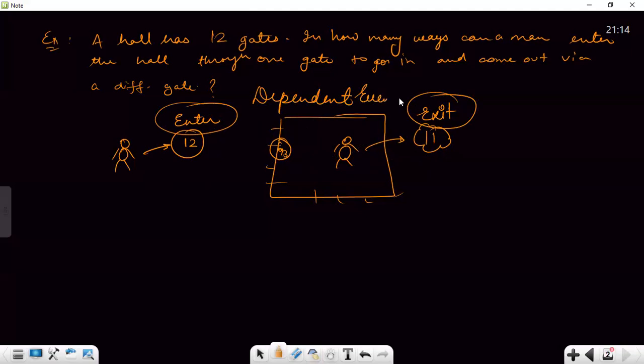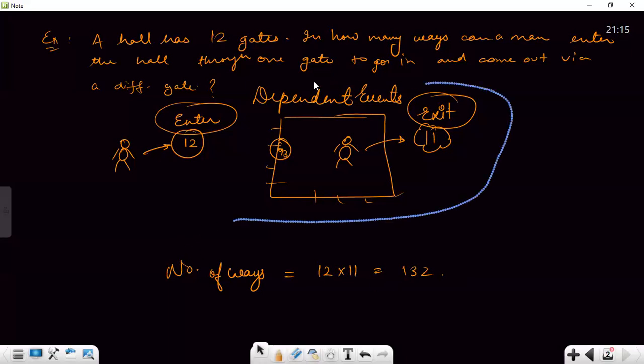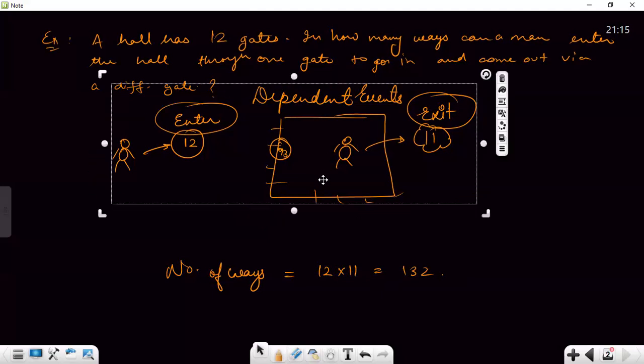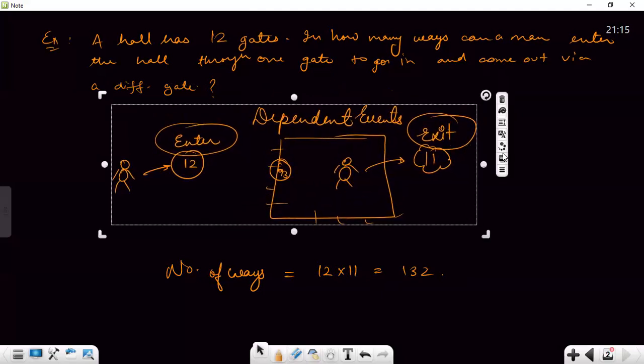If they are dependent events, the total number of ways to get in and out of the hall will be 12 into 11. That is 132. Is that clear, everyone? If there is any doubt, you may ask why these two events are dependent events. Any doubts? No, sir.